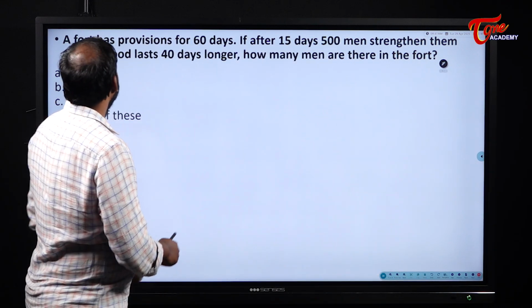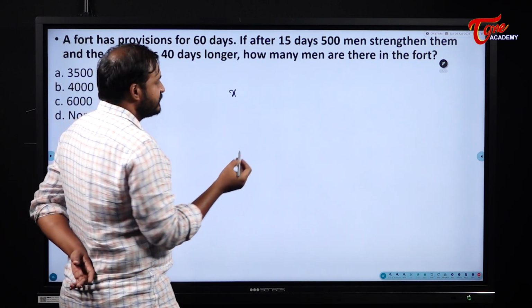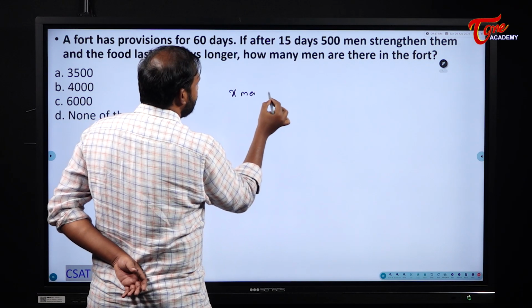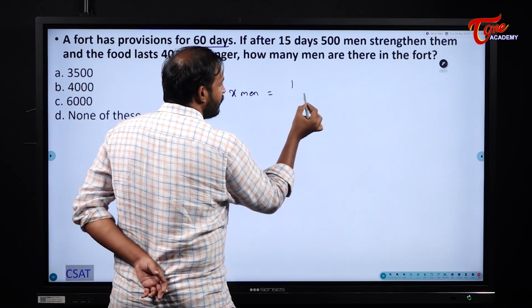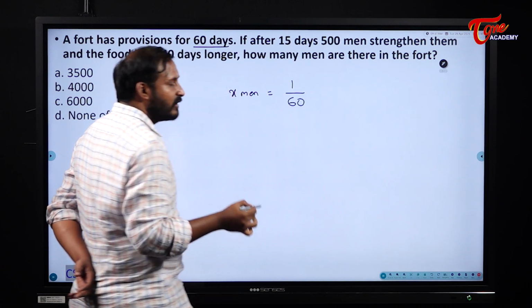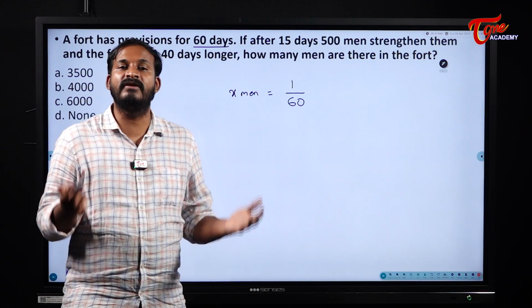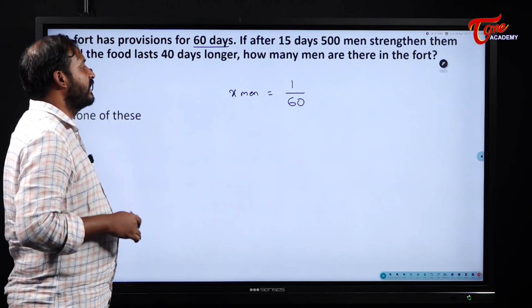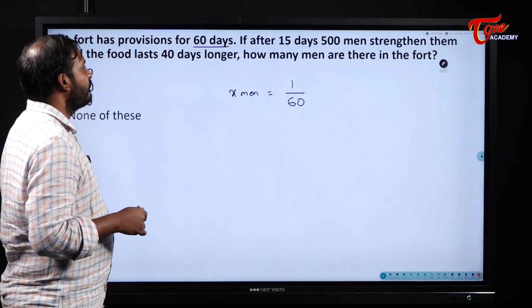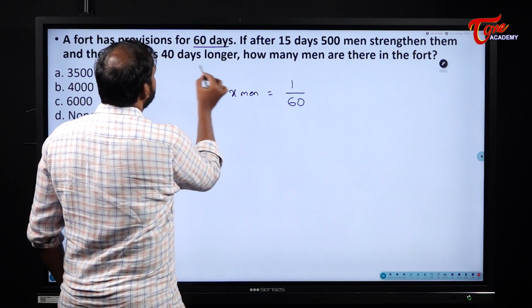For X men, we don't know how many people are there initially. For X men, the provisions will last for how many days? 60 days. Just now I told you how I will write it: 1 by 60. Why? Because the relation between the number of men and the provisions left is inversely related. Now, if after 15 days, 500 men strengthen the fort, the food will last for how many days?